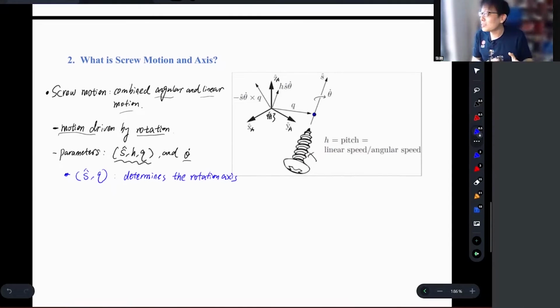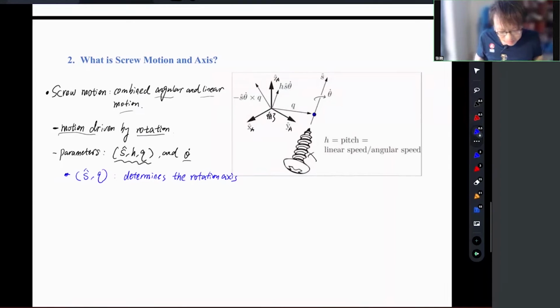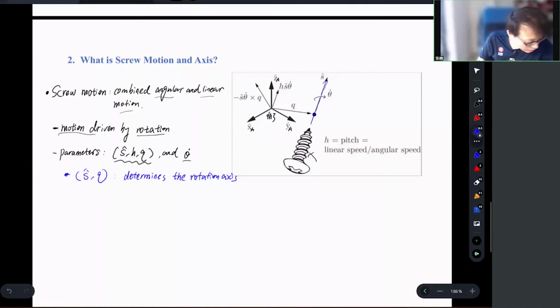What's the difference between rotation axis and screw axis? Axis is nothing but a direction, and also a point in the direction that uniquely determines this vector, right? But it's not a screw yet. These only have a rotation. And if it's a screw, we also have a coupled linear motion, which is determined by this h. By definition, this is called pitch, which is linear speed divided by rotation speed, or angular speed.